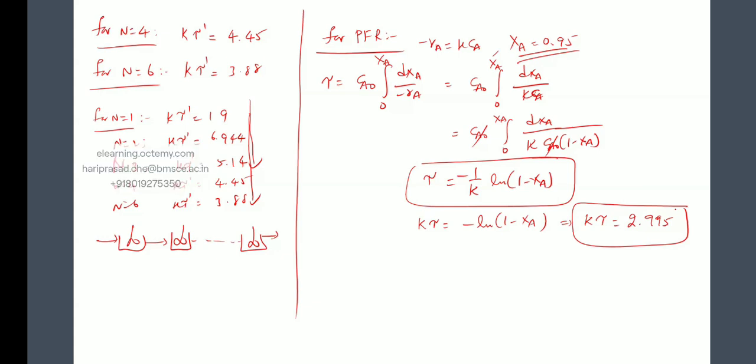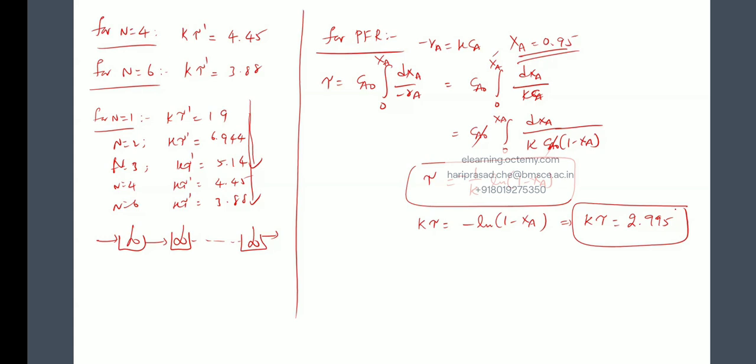Correct? Then I did one more step. I took two CSTRs in series. What I got for k tau dash was 6.99944. So does it match the single PFR? No. Even a single PFR is less than the volume of 2 CSTRs. Then take 3 CSTRs in series. Does it match the single PFR? No. Even with 6 CSTRs, even if you take 3.88, that is also not matched with the single PFR.